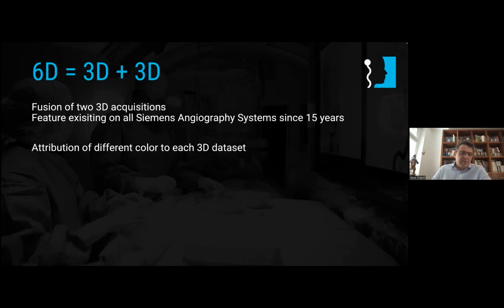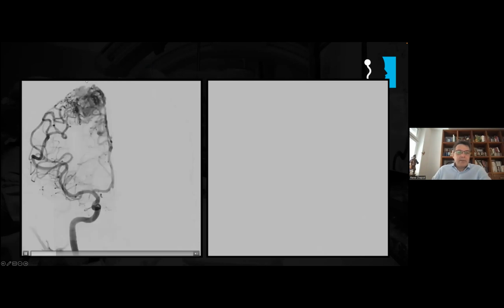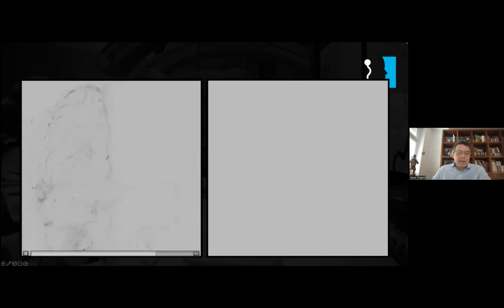And on the Siemens system, if you want to fuse, then you get a data set with a different color. So let's look at an example. This is an AVM, which is fed by the MCA and the ACA.